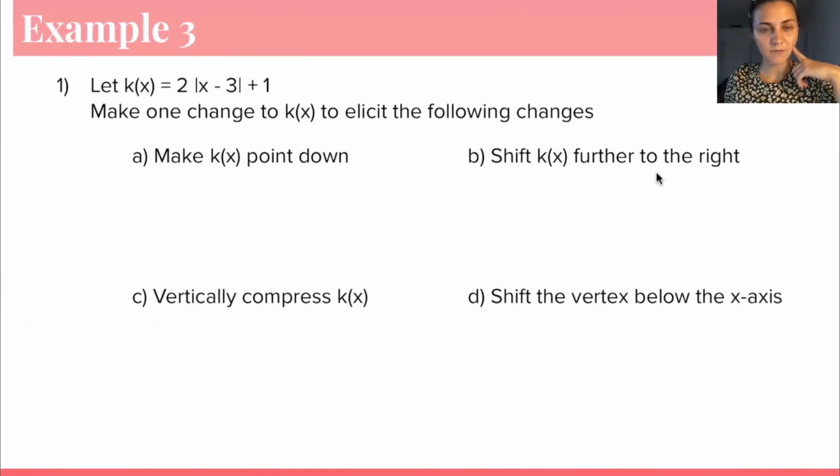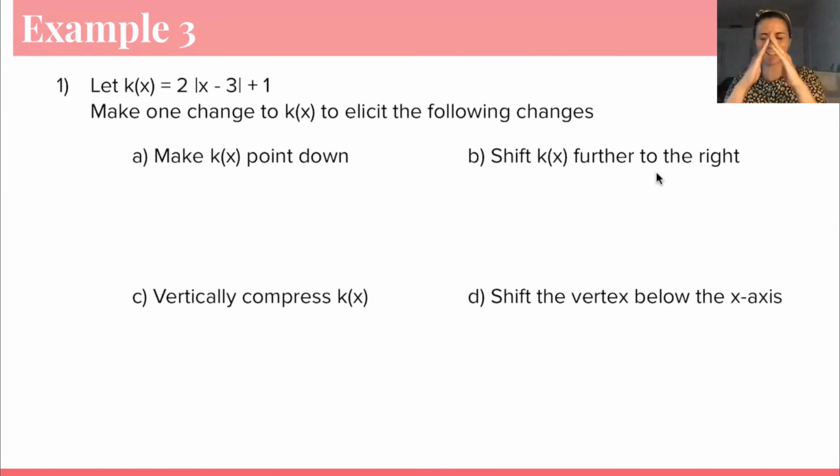We're given a function k, and k already has lots of transformations. So it has the 2 in the front, which causes a vertical stretch. Then the x minus 3 will make the absolute value shift 3 to the right. And then the plus 1 outside of the argument causes the graph to go up by 1. Okay, the point of this problem is to make a change to k of x to elicit the following changes. So in part A, it wants me to make k point down. So if k was an absolute value, that goes up. Now we want it to point down.